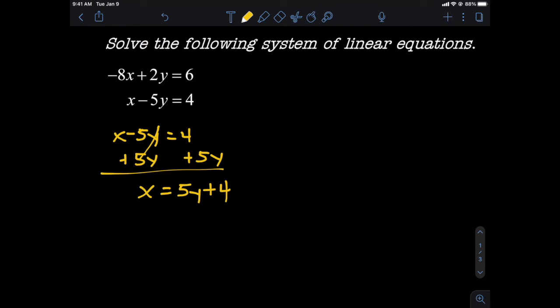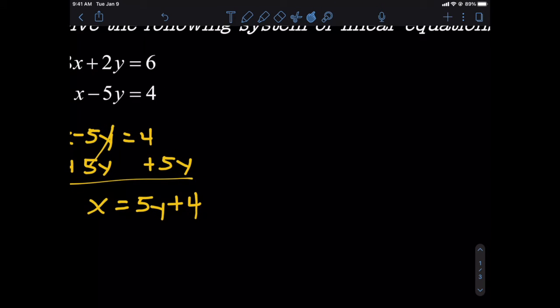Great, so that's our step 1. Now step 2 says take this 5y plus 4 and plug it in for x into the first equation right here. Then we'll simplify, solve, and replace again, and that's going to get us the rest of our answer. But let's not get too far ahead of ourselves here.